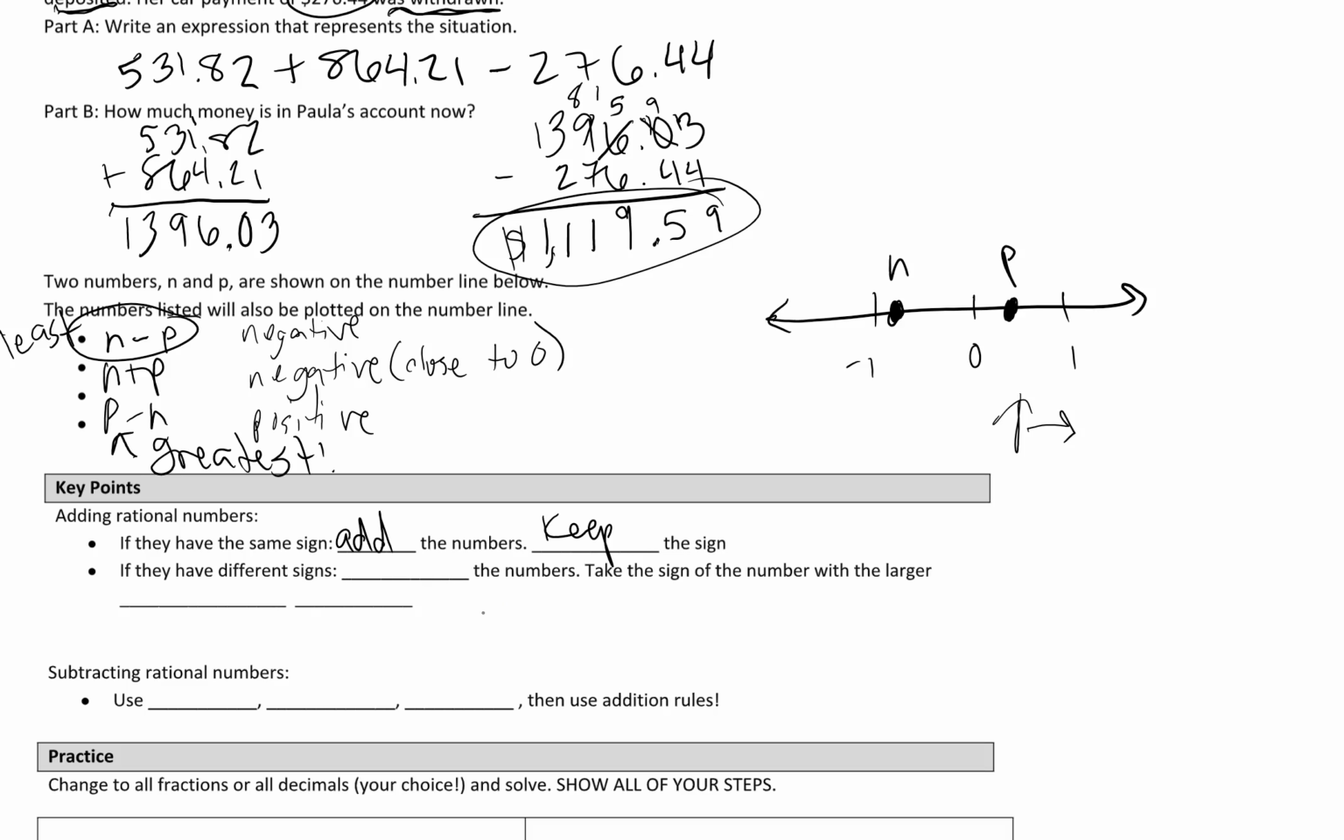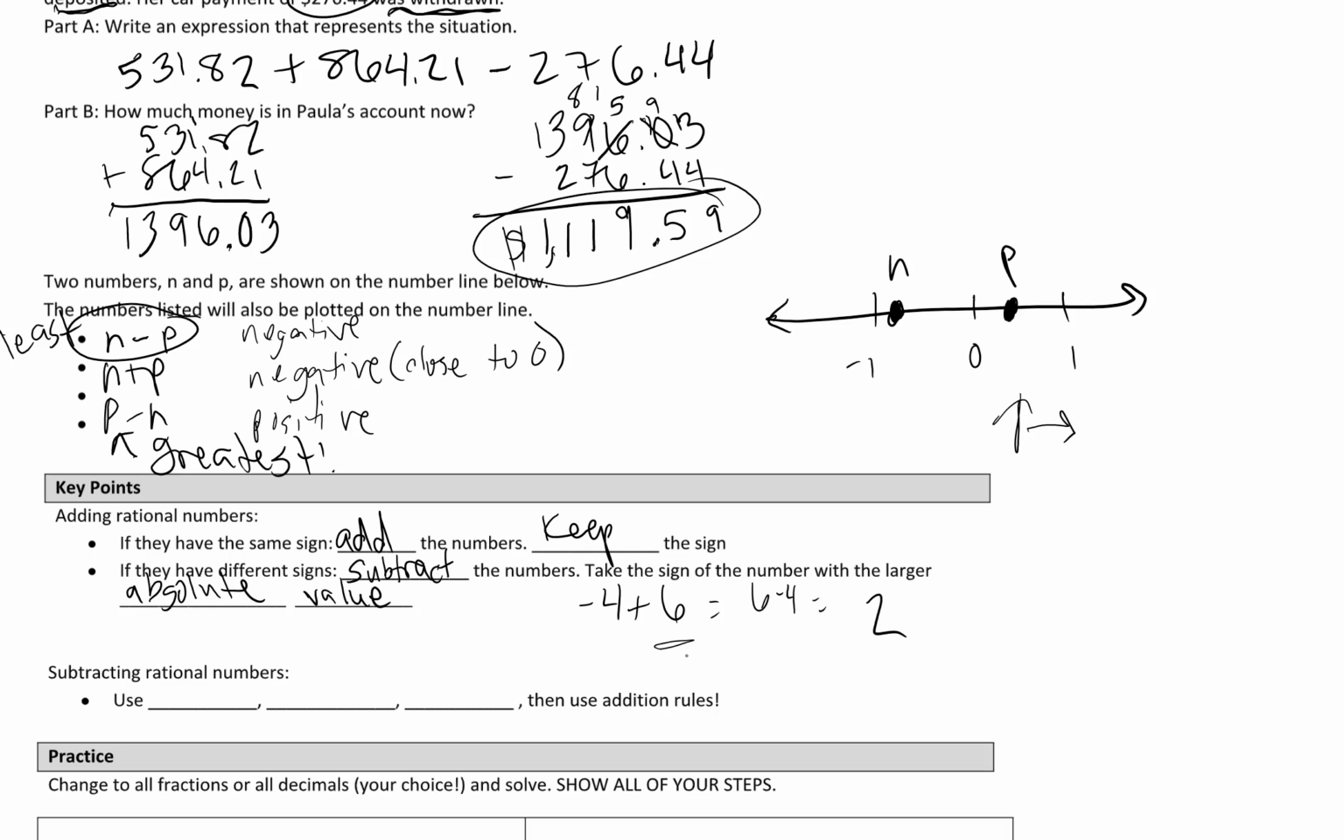They might have different signs. So if you're adding, for example, a positive number with a negative number, you're actually going to subtract the numbers. And you're going to take the sign of the number with the larger absolute value. So for example, that one might be something like -4 plus 6. I have a negative number and a positive number. So I'm actually going to do 6 minus 4 is 2. And then I know it's positive because 6 has a larger absolute value.